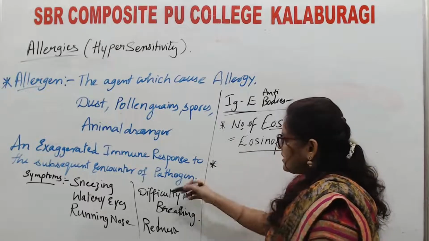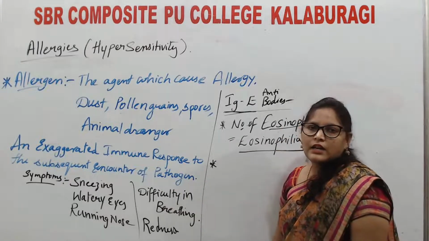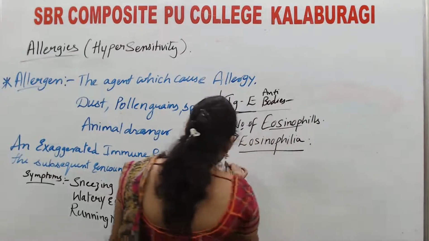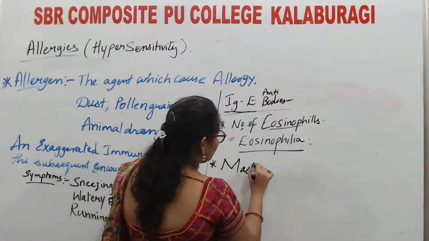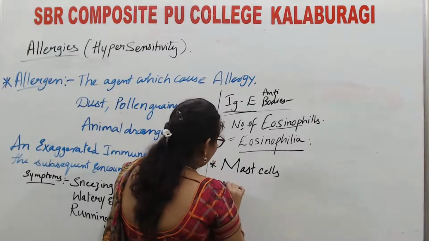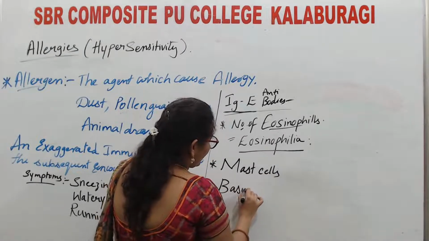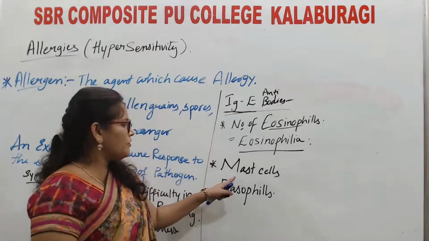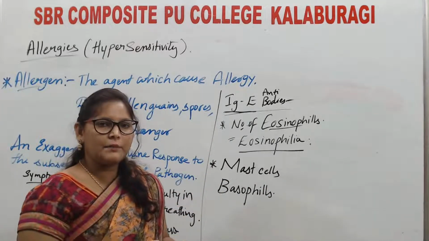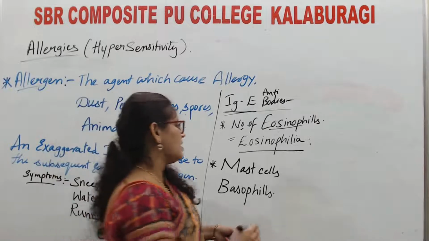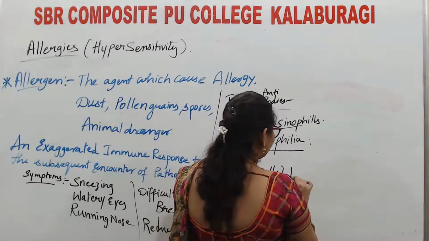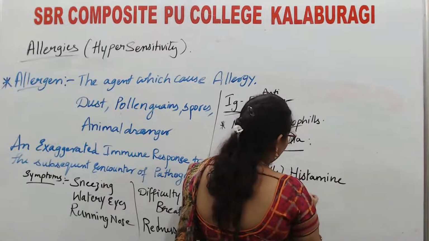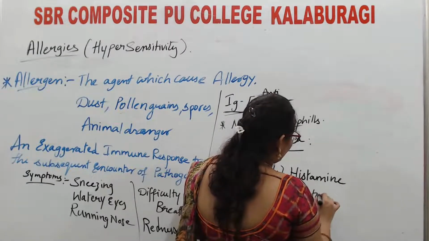And what chemicals are responsible for these allergic reactions? Which cells? Mostly mast cells and basophil cells. Mast cells and basophil cells will secrete certain chemicals like histamine and serotonin.